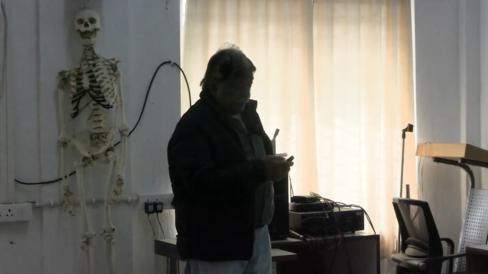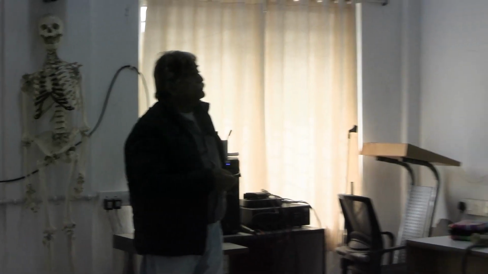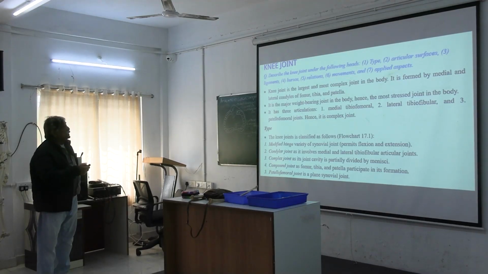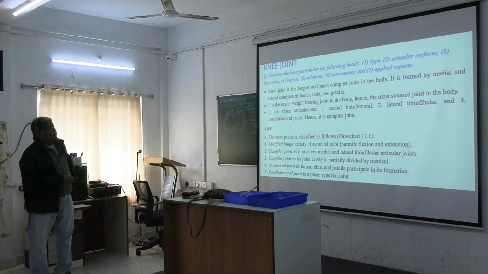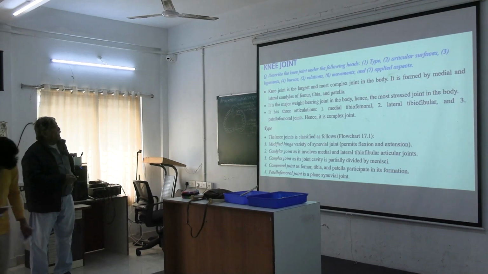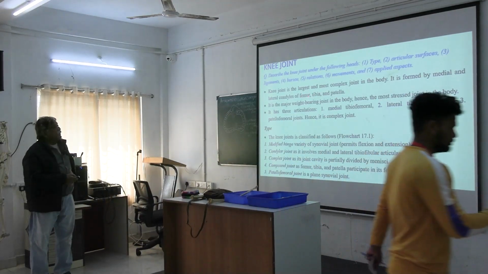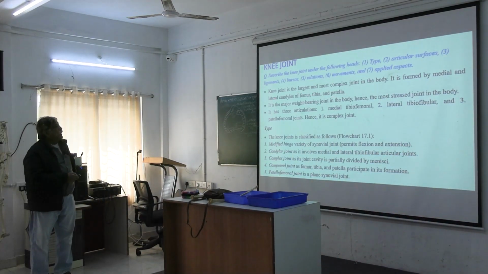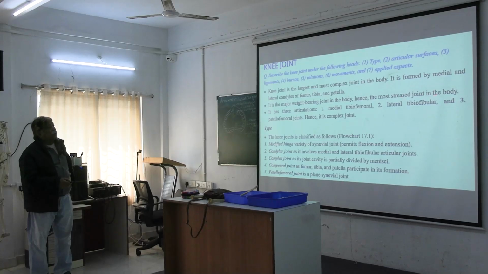Now this is the ankle joint. The knee joint. Describe the knee joint under the following heads: type, articular surfaces, ligaments, bursae, and relation, movements, and applied aspect. Knee joint is the largest and most complex joint of the body. It is formed by medial and lateral condyles of the femur, tibia, and patella. It is a major weight-bearing joint in the body, hence the most stressed joint in the body.